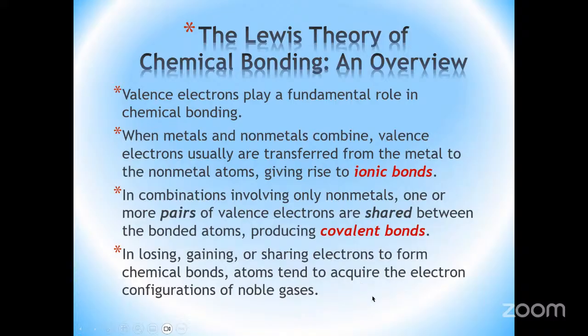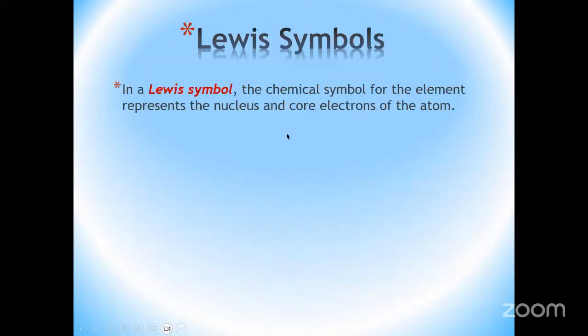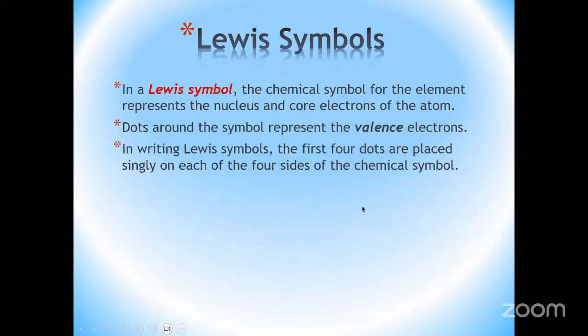All right. So this brings us now to this whole concept of Lewis symbols. It's a very simple concept. It's very useful when it comes to explaining and showing what we just discussed in terms of the formation of covalent and ionic bonds. The Lewis symbol is basically the symbol of the element, and then you put dots to represent the electrons in the valence shell. It says here, in writing Lewis symbols, the first four dots are placed singly on each of the four sides of the symbol, and then the dots are paired as the next four are added.